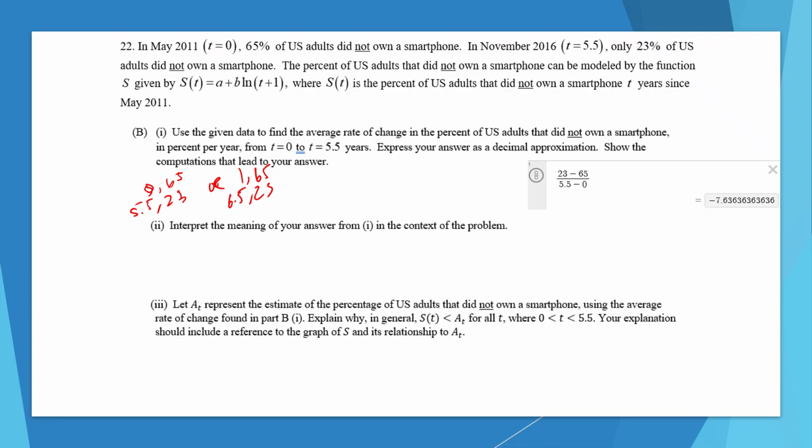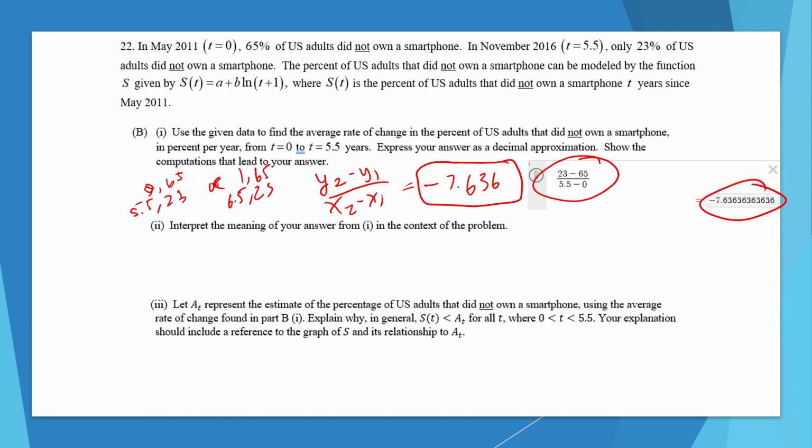You will get the same answer. Here, when we plugged it into Desmos, remember the slope formula is y2 minus y1 over x2 minus x1. This is going to be our answer here. So this is equal to negative 7.636, and that is going to be our decimal approximation. So make sure you show your work, show that fraction, show even what you plug into Desmos, and then give me a decimal approximation with 3 decimal places.